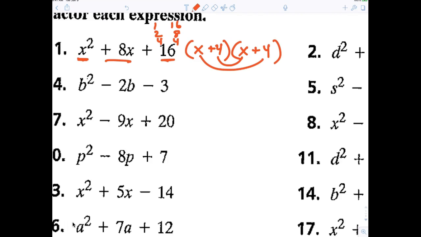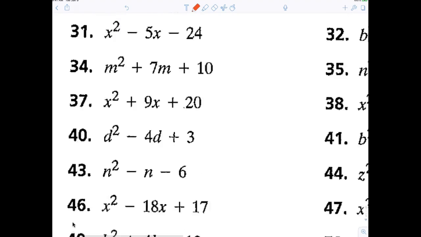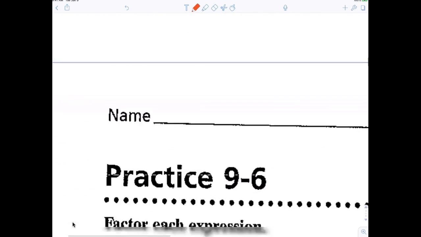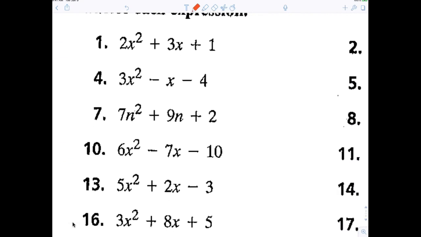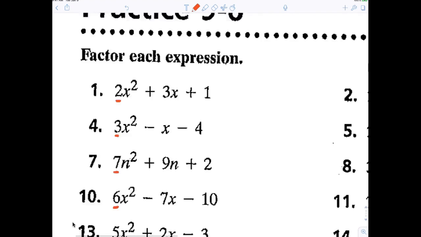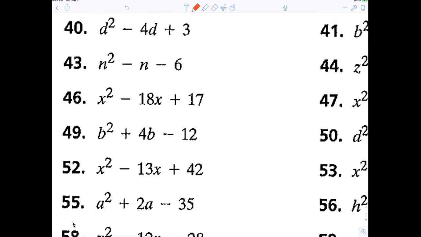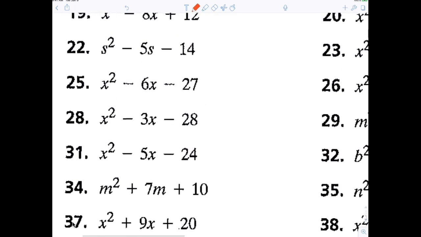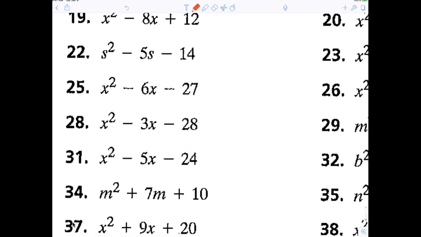Now the second worksheet is harder. You don't have to turn it over, I'm just showing you. The reason why the second worksheet is harder is because the leading coefficient is something other than a 1. That's what makes it more difficult. Anything with a leading coefficient of 1, we classify as just simple. You should be able to look at it and tell me what the answer is.